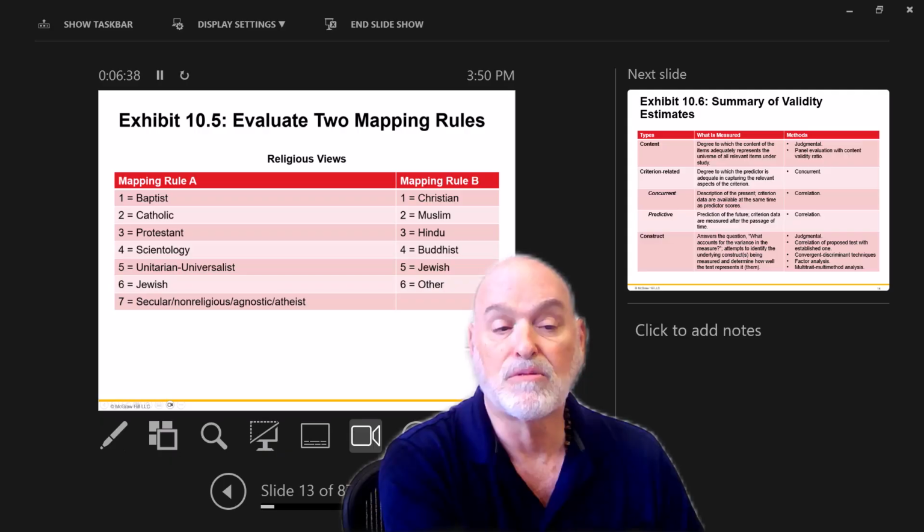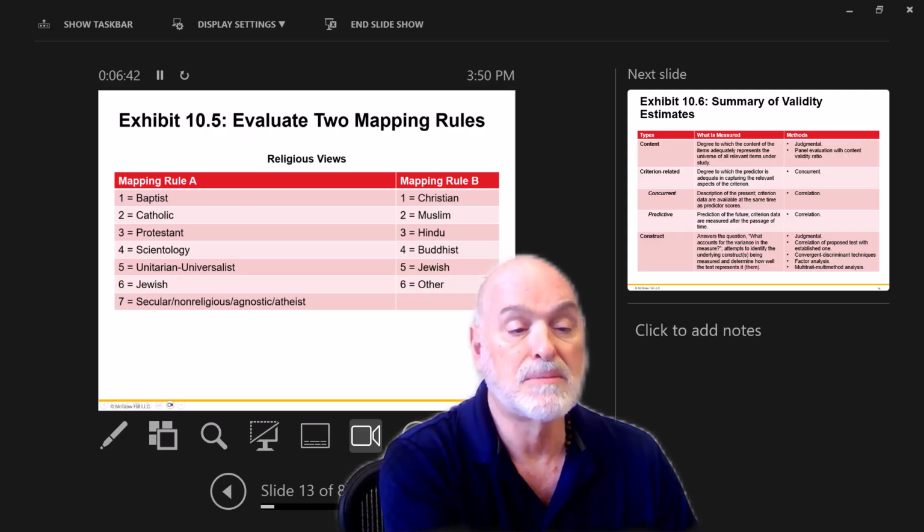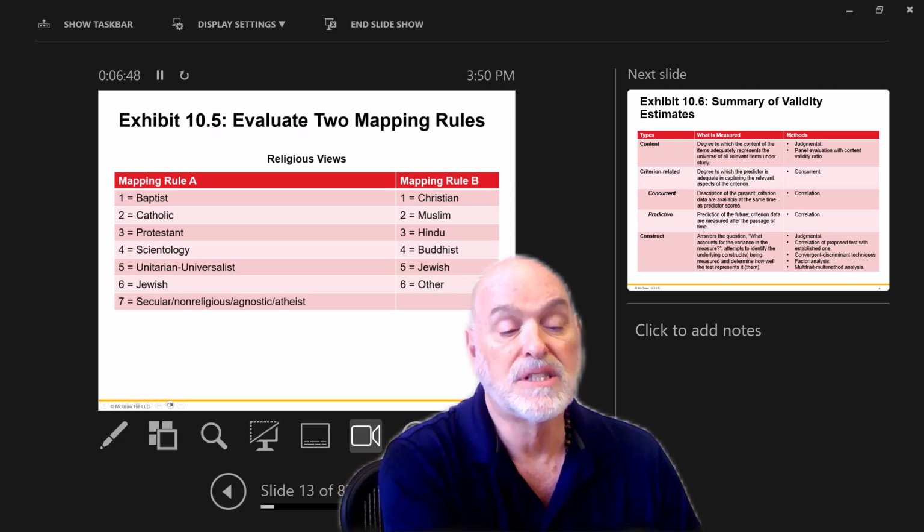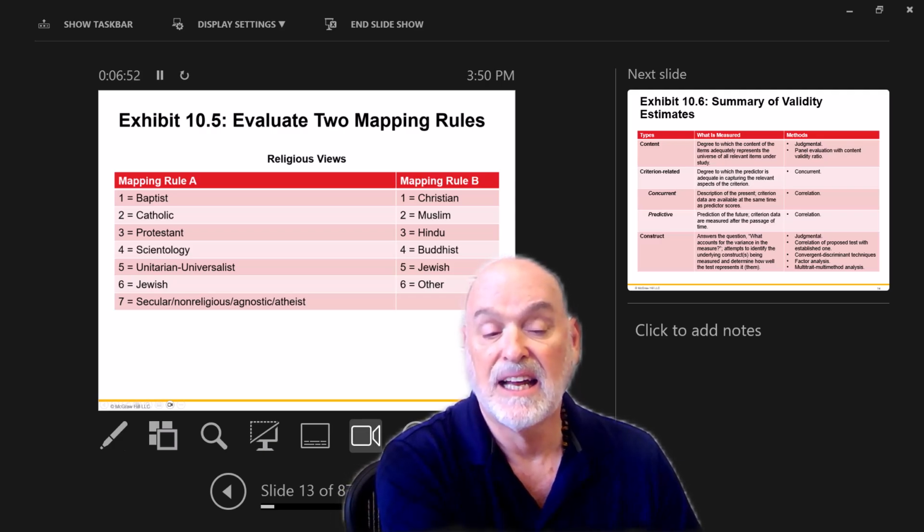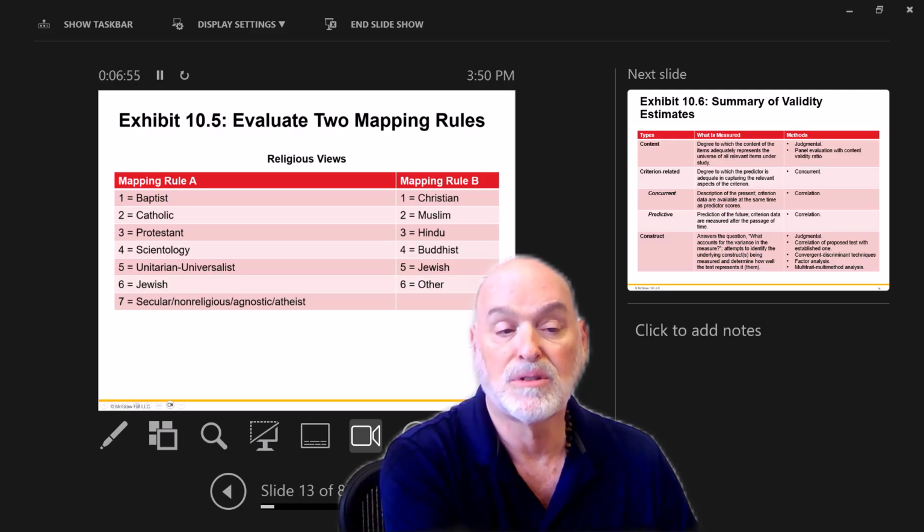Evaluate two mapping rules. Here we go, religious views. Mapping rule A: 1 is Baptist, 2 is Catholic, 3 is Protestant, 4 is Scientology, 5 is Unitarian, 6 is Jewish, 7 is secular, non-religious, agnostic, atheist. Mapping rule B: 1 is Christian, 2 is Muslim, 3 is Hindu, 4 is Buddhist, 5 is Jewish, 6 is other.